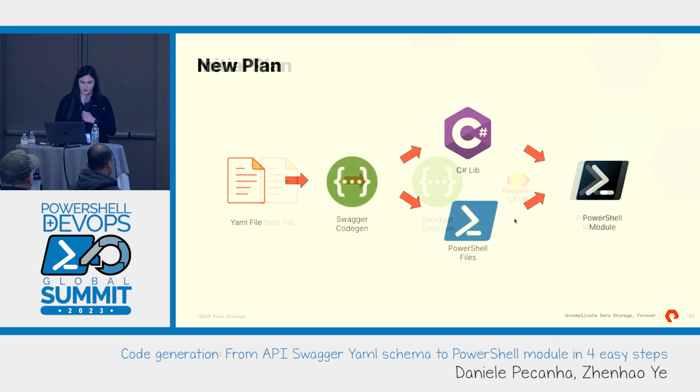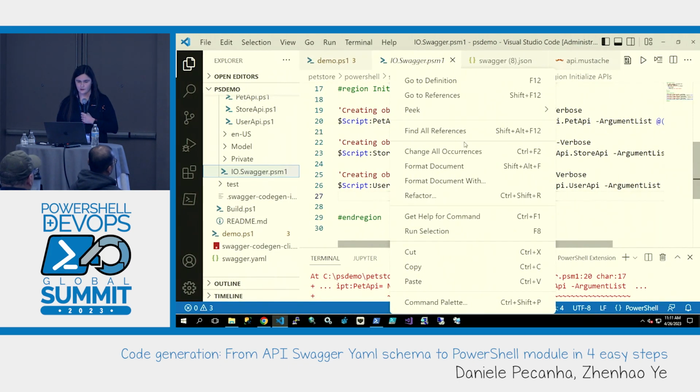But lucky for us, Swagger code gen can also generate a C# library. That's why they have this dependency. So basically, what you have to do is you run the Swagger code gen with the C# option. You're going to get the library from C#. You run with the PowerShell option. You're going to get your PowerShell files. And then you run a build file to basically combine the two of them and make your module. So let's give that a try.